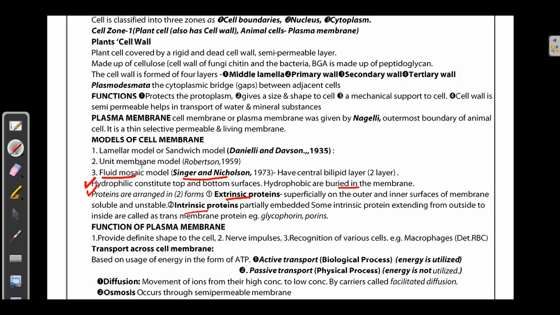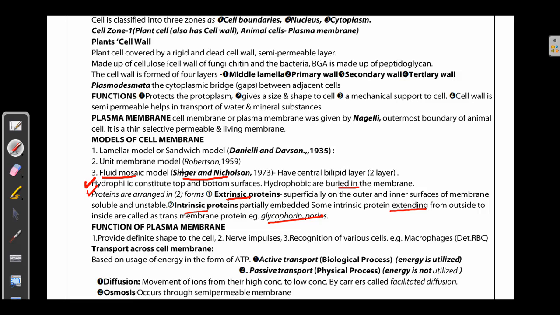That's what the mosaic model, a mosaic stone, generally refers to: the submerged stones. They compared these proteins to submerged stones in between the bilipid layer. Extrinsic proteins are mostly on the outer and inner surface, and they are soluble and unstable. And when you say intrinsic, they are closely embedded inside, sometimes extending outside as well. And you can see some specific proteins that are elongated, present inside as well as outside of the membrane. These are called glycophorins.